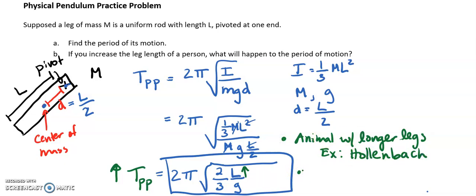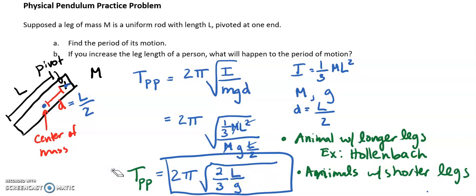Now I like to think about it too. Animals with shorter legs. So if I decrease L, so now let's say L is decreasing. Yeah, the period will decrease as well. So period decreases. So they have to walk a lot faster. They have a much faster walking pace, animals with shorter legs.